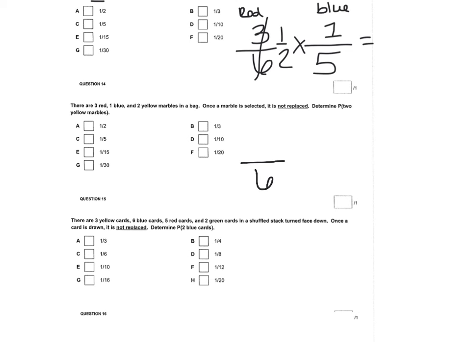Oop. So 6 and then 5, 2 yellow marbles. So the first time I reach in and I grab a marble and we want to see if it's yellow, there's 2 possibilities. It could be one of the 2. Okay, well, if the first time I pull a yellow out, now one of my yellows is gone. Okay, so the second time I reach in, there is only 1 yellow left.